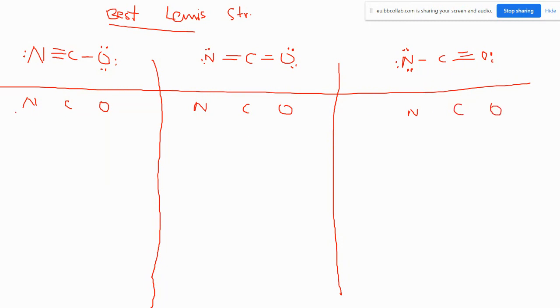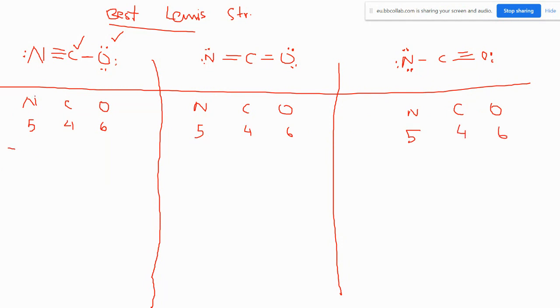First of all, how many valence electrons do we have in nitrogen? For valence electrons, it's very easy. You go to the group number. Nitrogen is in group 5A. It means it has 5 valence electrons. Carbon is in group 4A, it means 4 electrons. And oxygen is in group 6A, means 6 valence electrons. Same: 5, 4, and 6.